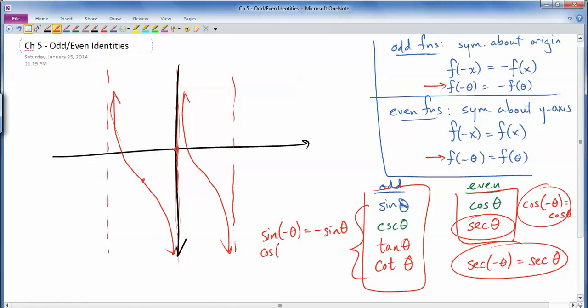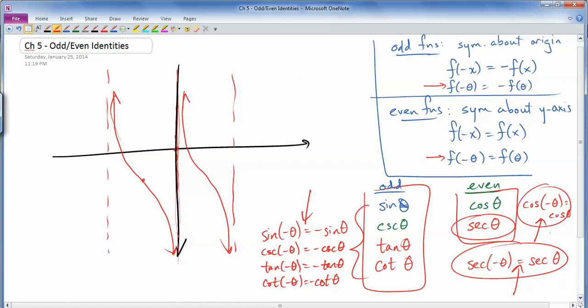Whereas over in these functions, if you take sine of negative theta, that's like pulling out the actual negative. Cosecant of negative theta equals negative cosecant theta. All these things are the same. Tan of negative theta, you pull out the negative instead of throw the negative away. And cotan of negative theta equals negative cotan theta. So these are the odd functions. These are the even functions here.